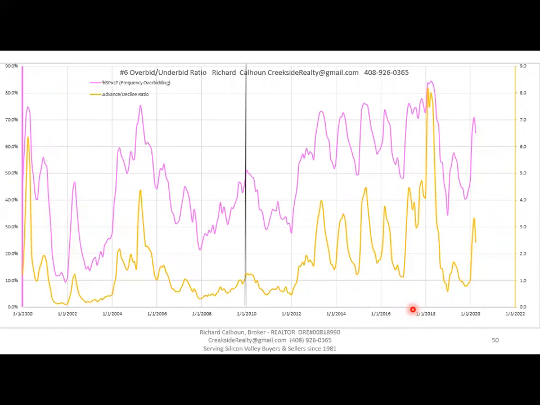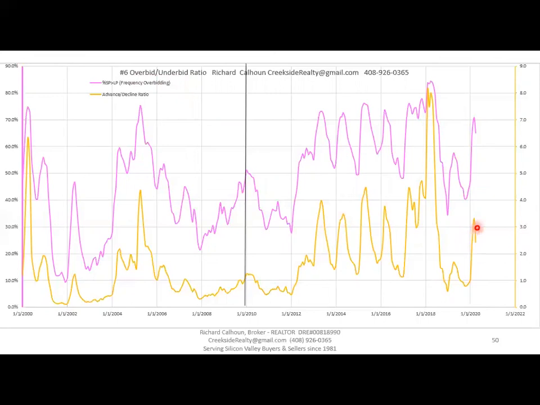This came from a suggestion to have a graph that's sort of like the advanced decline ratio of the stock market. And after having called it that for a while, it occurred to me that a better name, and I haven't successfully transferred everything, is the over-under bid ratio. So if 40% of the sellers are getting more than their asking price and 40% are getting under, the ratio is 1, and that's showing up on the gold line.